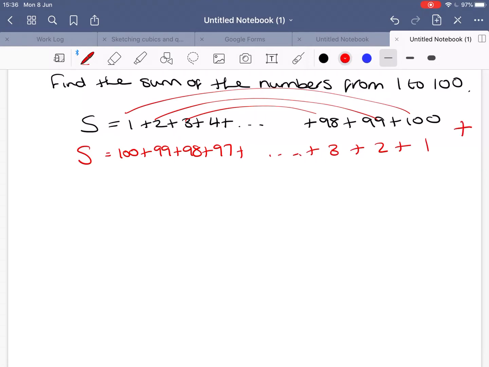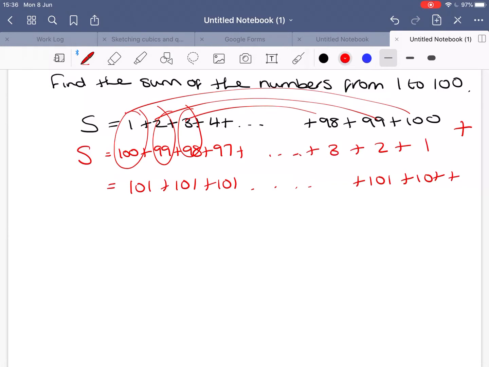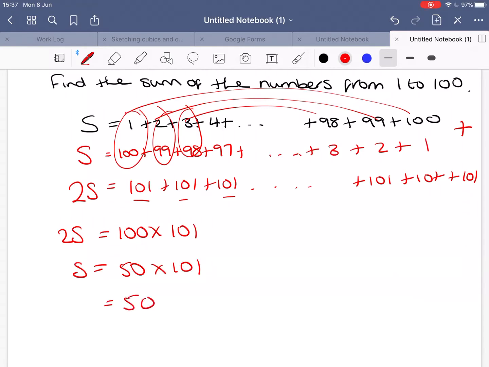If I added these two series together, then each of these pairs is going to make 101. So I'd have 101 plus 101 plus 101 all the way up to plus 101 plus 101 plus 101. But I've got two of my sums now. Effectively, I've worked out the total of two of my sums. So I say two of my series added together is 100 times 101 because we've got 100 terms. So effectively, my series is 50 times 101, and that gave us 5,050. And it was a neat way of working out the sum of a series.